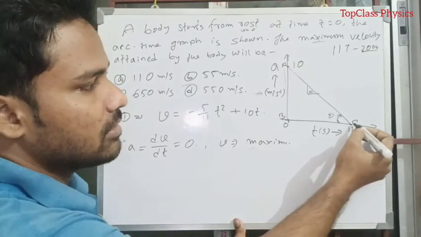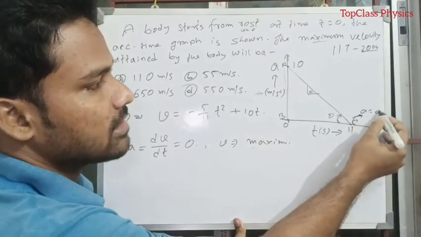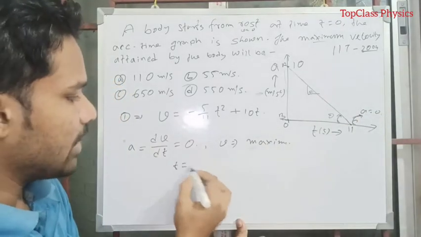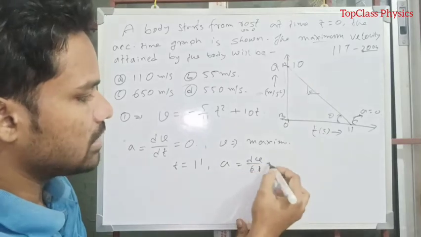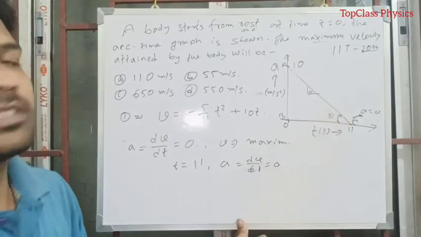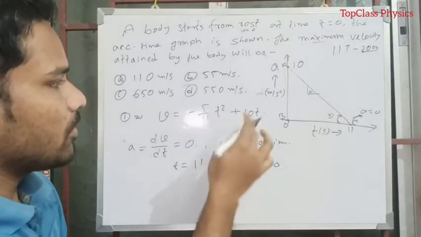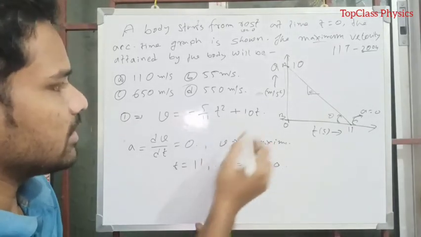That means acceleration is 0 here. This is the point where acceleration is 0. So you can easily find the t value: at t equals 11, acceleration, or dv/dt, is 0. That means here velocity is maximum. So just put the t value over here.